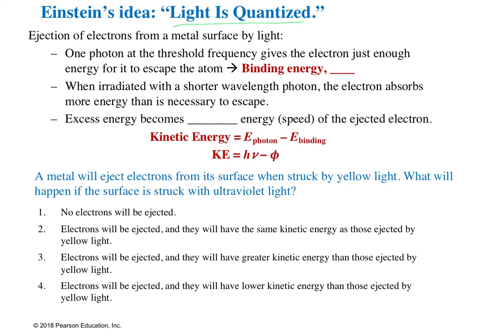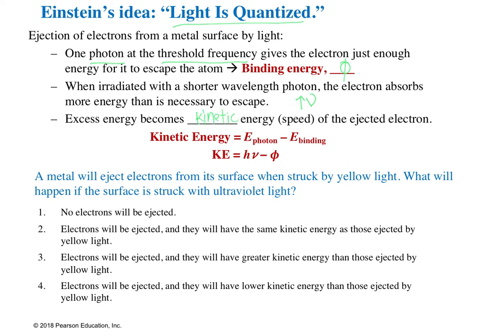So if we shine the metal surface with light, we'll get an electron ejected if just one photon meets that threshold frequency that gives that electron just enough energy to escape. That's called the binding energy, and we have this little phi symbol. When we have a shorter wavelength, so that means a higher frequency, then we have more energy than we needed to escape. So then that energy is transferred into kinetic energy or speed.